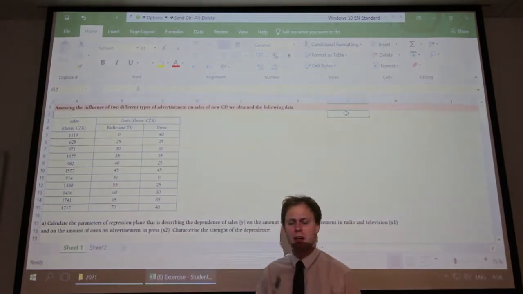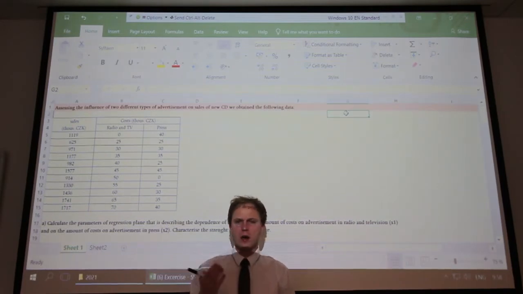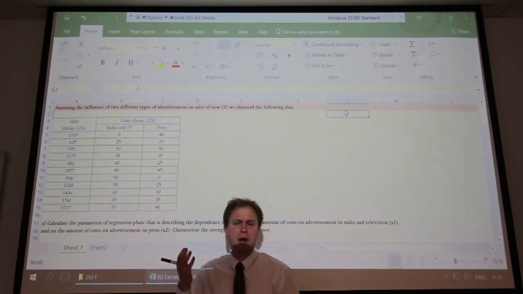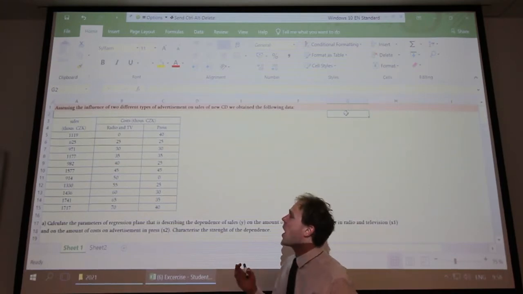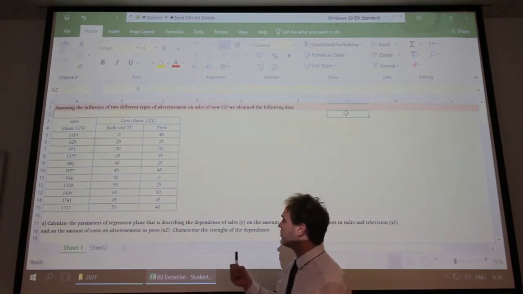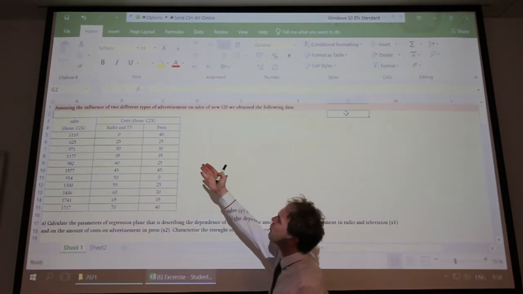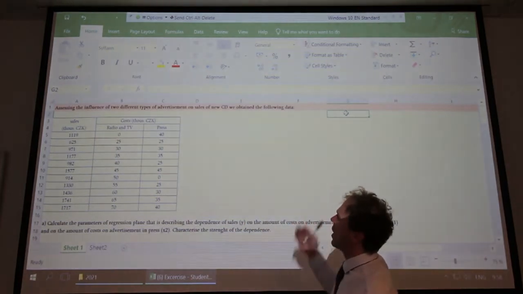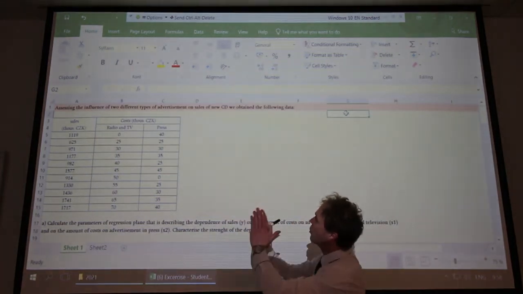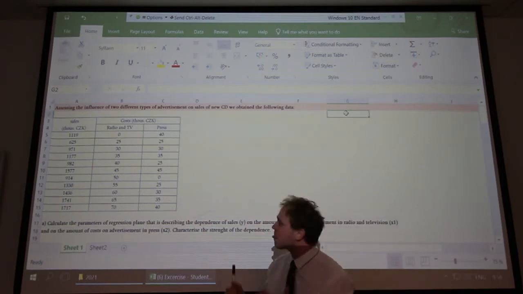4ST601 Statistics in English. Today we will start with one regression model which was not solved on the previous seminar, number 5. We will start with regression plane and multiple regression model. There is a data set. It says the influence of two different types of advertisement on new sales of new CD. We obtain the following data.